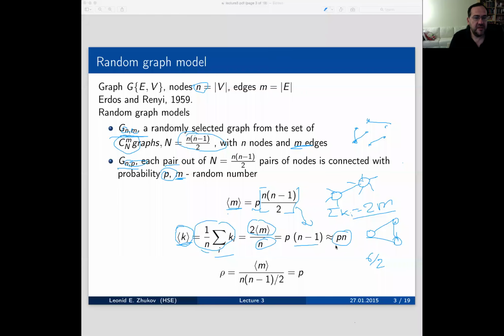And these are the parameters. So remember, the graph is called GNP.